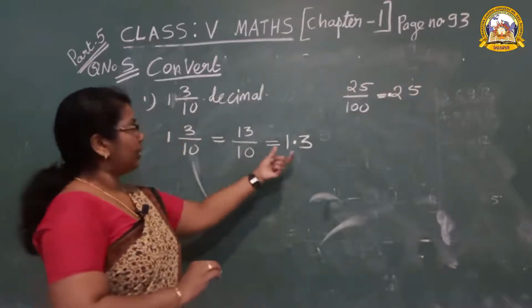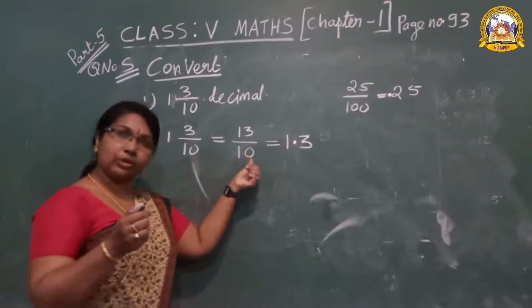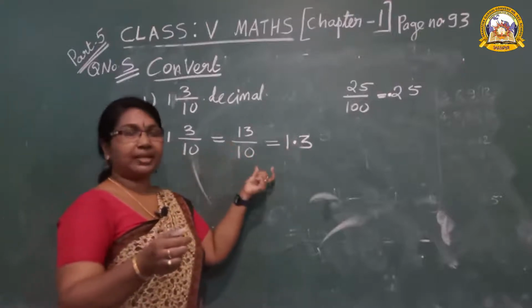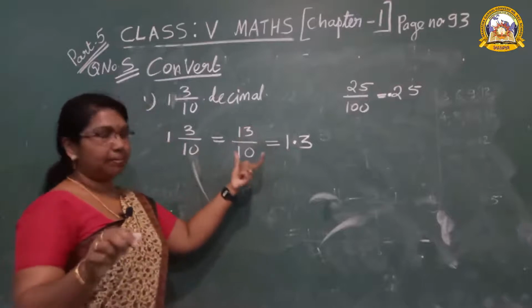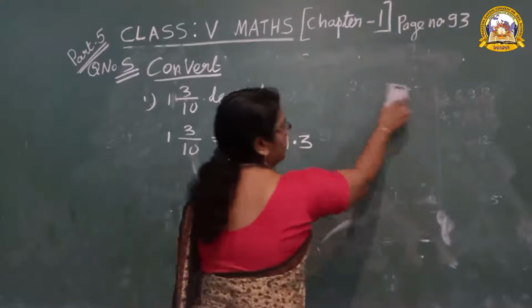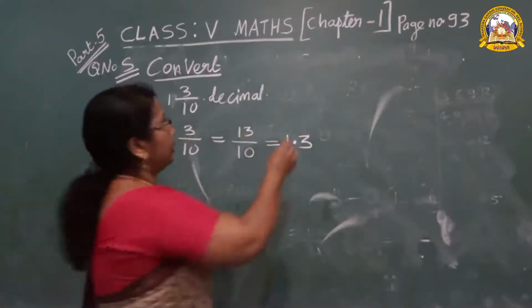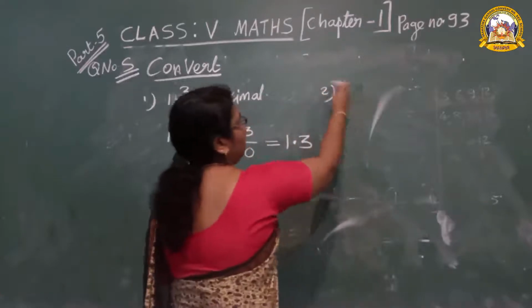Understood now? To convert into decimals, you only have to count how many zeros there are. It is the easy method. Another method is also there, by dividing, but I think this is easy for you. I showed one example. Now see the second question, question number 2.